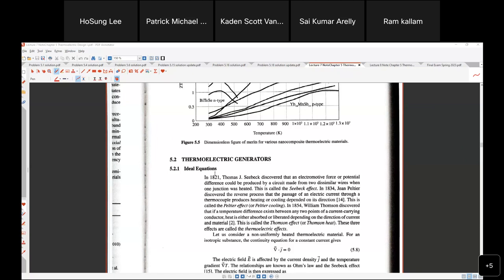Okay, syllabus, let's check the final exam. Monday, April 24th, 5 p.m. to 7 p.m., 2 hours. Okay, that's the final. I don't think you can see that. Can you see? No. Actually, it's a little confusing. Can you see this? Can you see thermoelectric? I can see thermoelectric generators. Yeah. Okay.